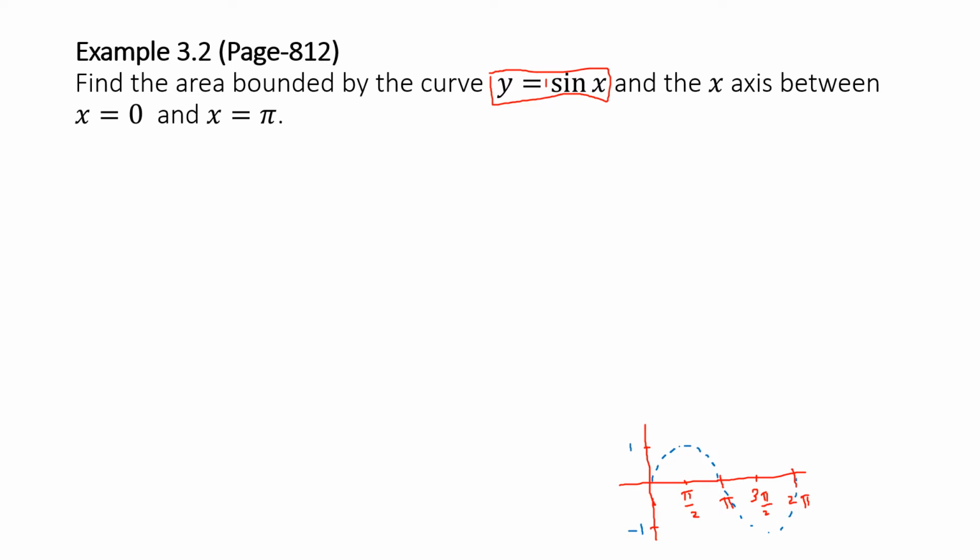Now, which area are they asking? From 0 to pi. So 0 to pi is this area. This area we are going to know. And this is 0. So 0 to pi, above the curve, we are going to calculate.